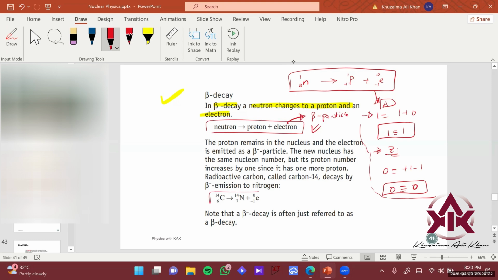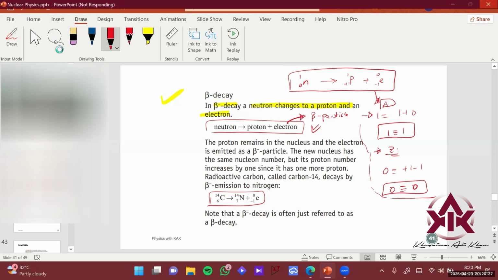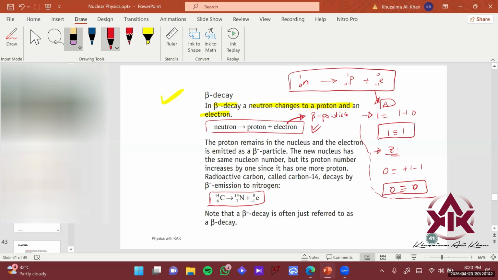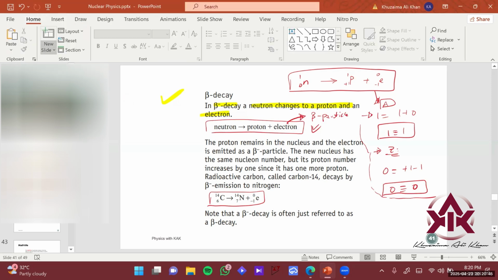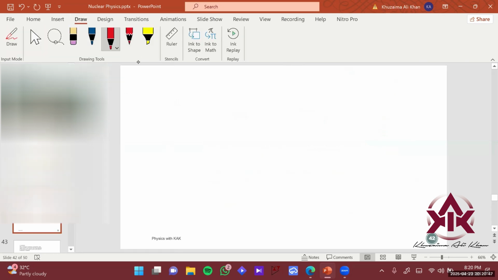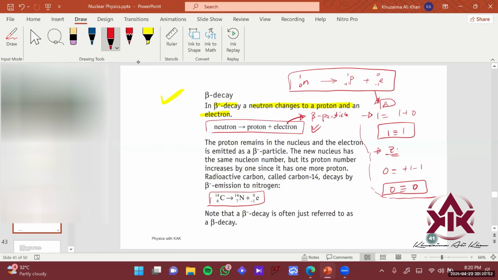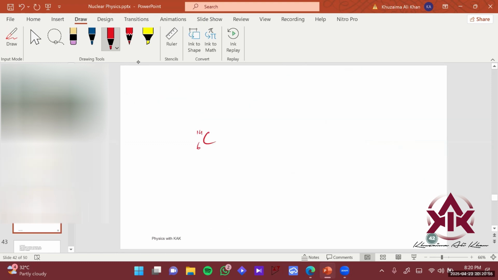So let's see how carbon 14 undergoes beta decay. Sorry, my PowerPoint is crashing. Let's wait for a few seconds. Let's see how it converts to nitrogen. So we have carbon 14, 6. It converts into nitrogen 14, 7 plus a beta particle, which is an electron of charge -1 and 0.